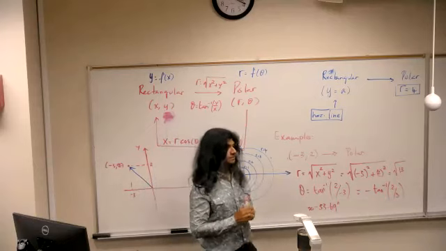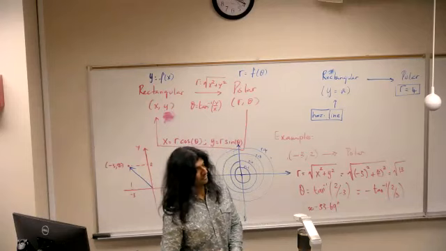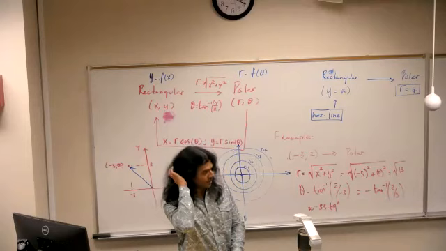X should be 1. It's 1 over X. I need pi over 2, in other words, 90 degrees.